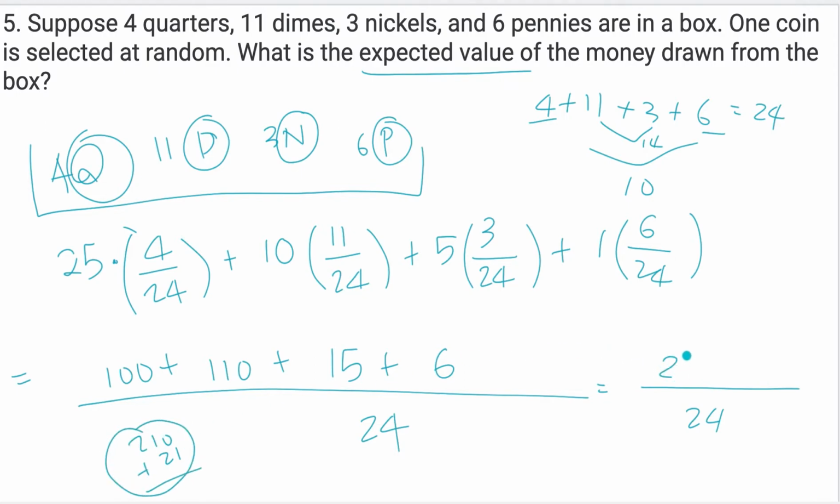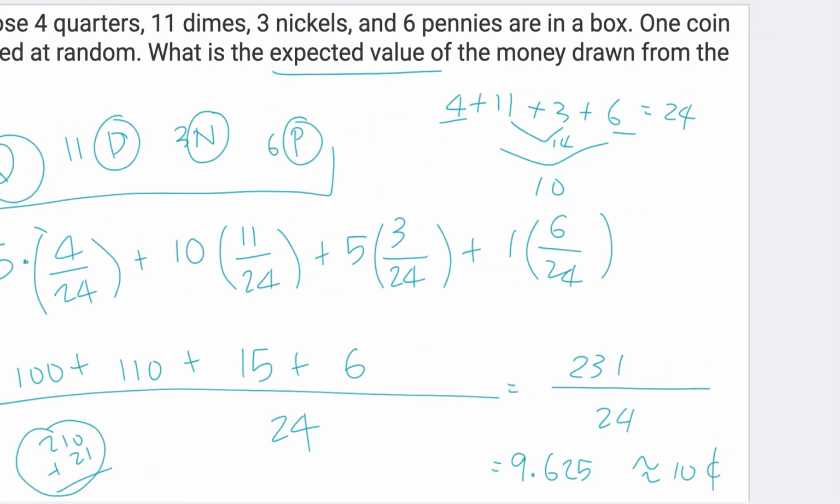So 231 divided by 24. Let me calculate that. 231 divided by 24 is 9.625. Cents, right? Because we did everything by cents. So you can say it's about 10 cents. Or you can just go exactly 9.625 cents. Okay?